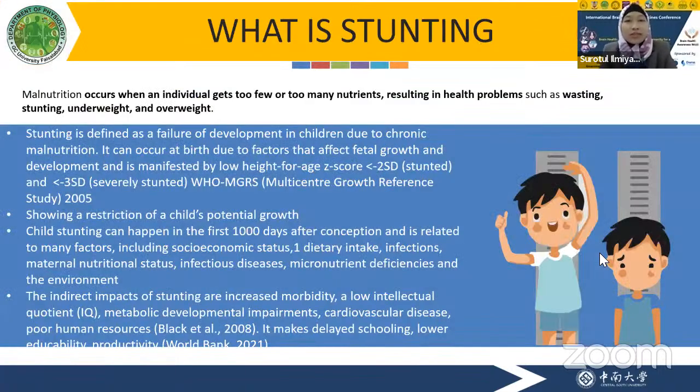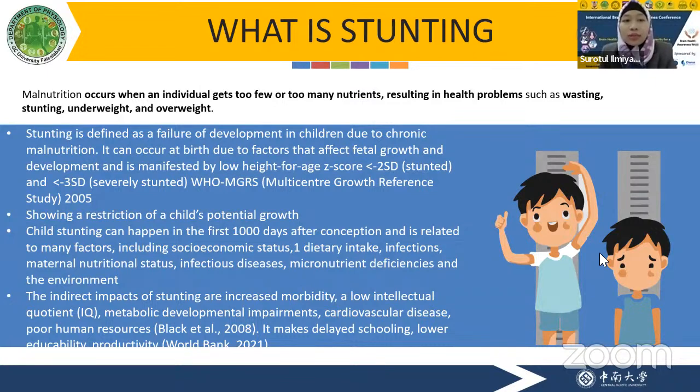First, I'd like to give you some information about stunting. What is stunting? Stunting is defined as a failure of development in children due to chronic malnutrition. It occurs at birth due to factors affecting fetal growth and development, and is manifested by low height for age. It shows in a Z-score usually below -2 standard deviations. This is called a stunted baby, and below -3 standard deviations means severely stunted. This definition is from WHO.